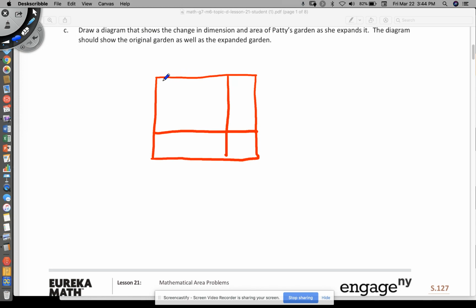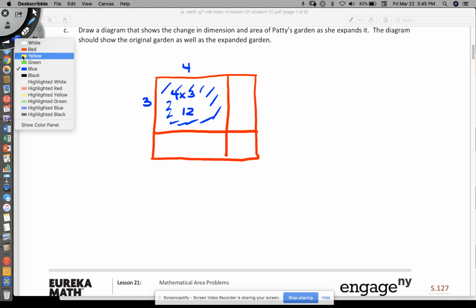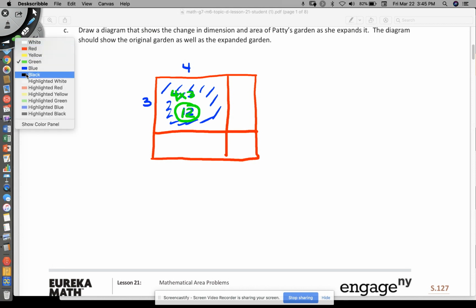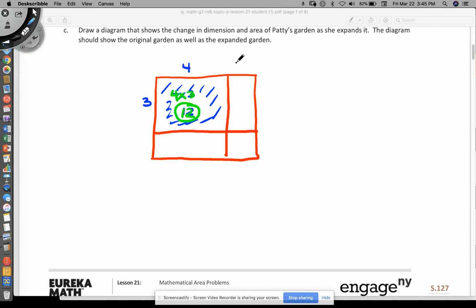Now her original garden is a 4 by 3. So we found that by saying 4 by 3 is 12. So this is her original. So just kind of keep that in mind. That's the original. Actually, let me go ahead and change that color there so it kind of stands out a little better. It's a 4 by 3, which was 12 square feet. All right, now she increased it on this side by 3 and increased the bottom by 2 more feet.